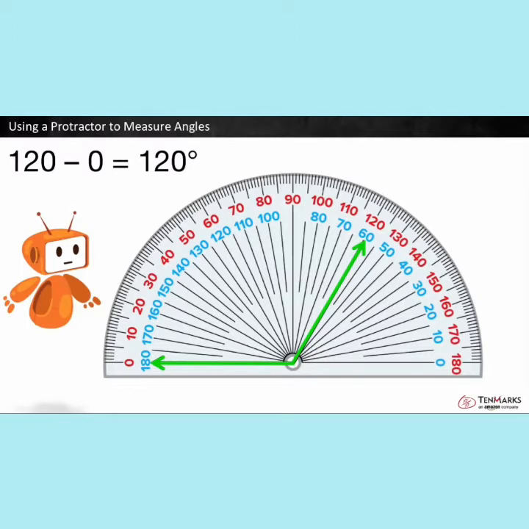120 degrees makes sense since this angle is obtuse, or greater than 90 degrees. The other number this arm is pointing to is 60 degrees. 60 degrees would not make sense since this angle is obtuse.